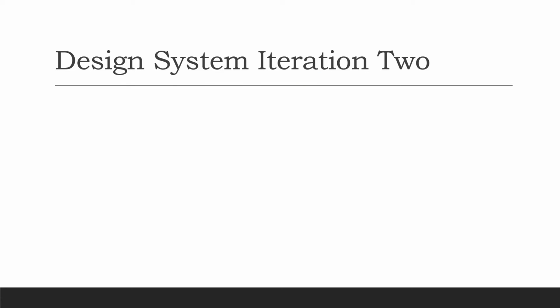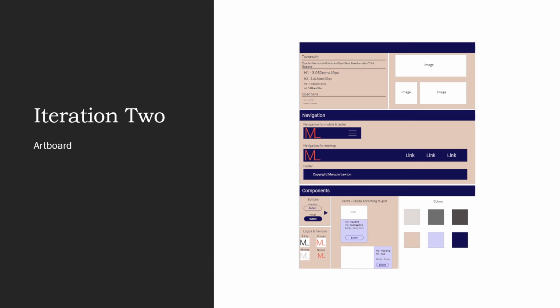Design System Iteration 2. As you can see, I've kept the background color, but I decided to change the navbar colors to a dark blue. I thought that would create better contrast, and it did. However, with some of the text, there's still not that much contrast, so that had to be changed, and that's going to change in phase 3.